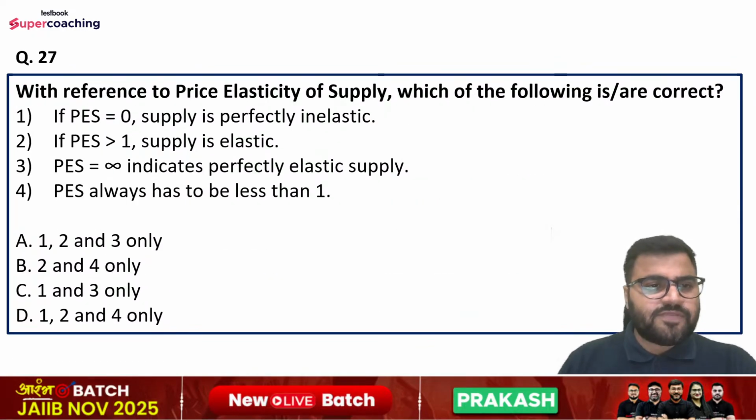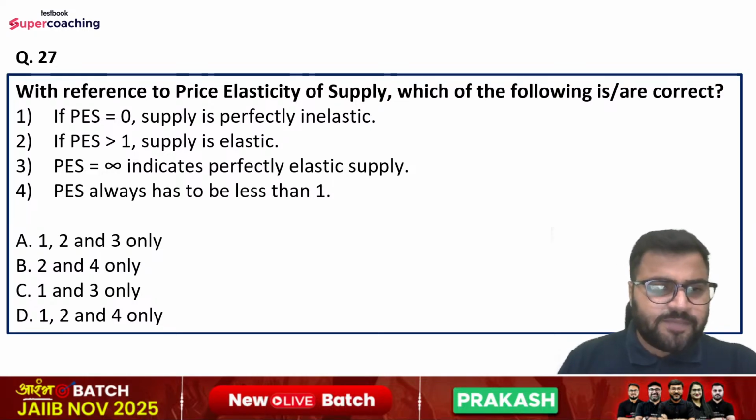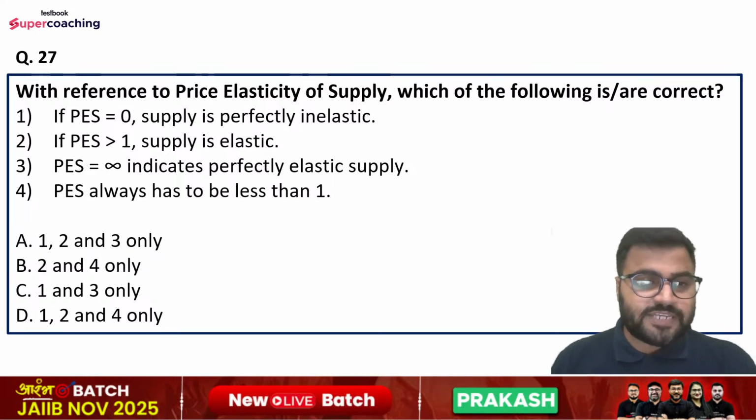Question 27, with reference to price elasticity of supply, which of the following are correct? Statements are: if price elasticity of supply is equal to 0, supply is perfectly inelastic. If price elasticity of supply is more than 1, supply is elastic. If price elasticity is equal to infinity, it indicates perfectly elastic supply. And for perfectly elastic supply, price elasticity of supply always has to be less than 1.